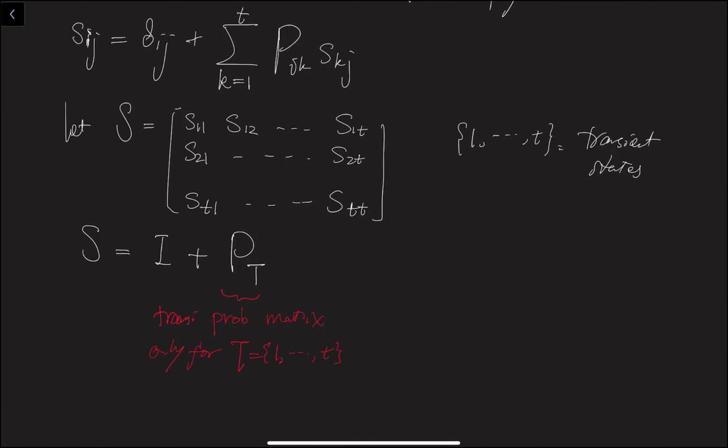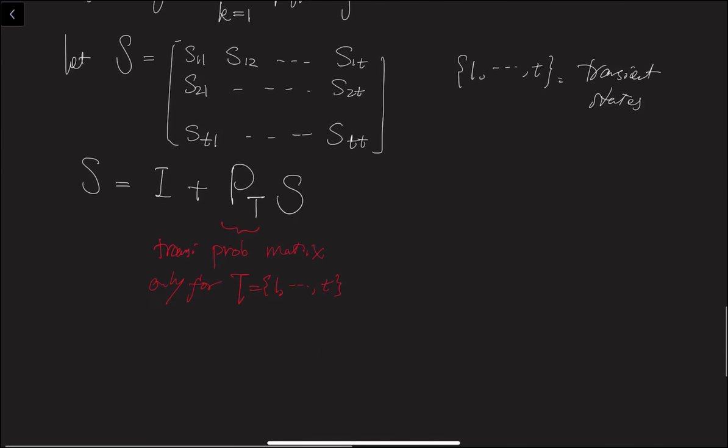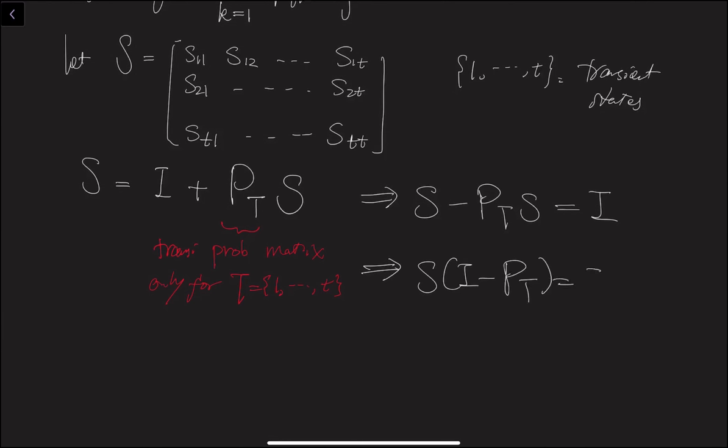And this matrix may not have row sum equal to 1, because for example, from a transient state, once we enter a recurrent state, we'll never come back. This is our equation for S, which is equivalent to saying S minus this matrix times S equals identity, and this is S times identity minus this matrix is I, which means S is this matrix's inverse if it exists.